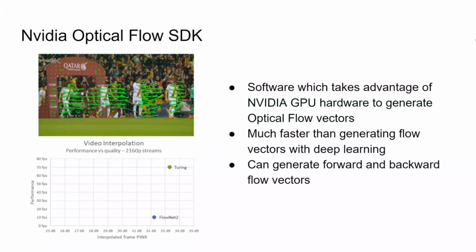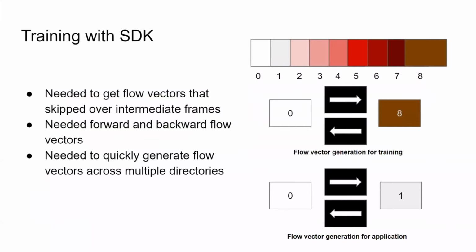Optical flow vectors refer to the vector field between two images, describing how to move the pixels in one image to create the second image. We take advantage of the NVIDIA Optical Flow SDK to generate these flow vectors at a much faster rate than traditional deep learning methods. Although the application should simply take the flow vectors between adjacent frames, for training purposes we needed to take the flow vectors between frames that were far apart. Additionally, we needed to get the flow vectors in both directions, forward and backward vector flow. Thankfully, the Optical Flow SDK provides support to do both these things.